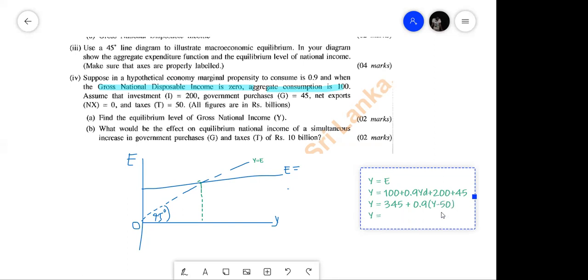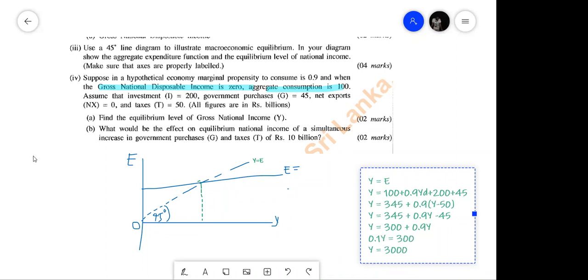Okay, so then y is equal to 345 plus 0.9 into y is 0.9y, right? 0.9 into this thing is minus 45. Can you see when it nicely goes? It feels very satisfying when it becomes a 300, a nice number. Okay, 0.9y. So 0.1y is equal to 300. Y is equal to 3,000. Now, that's your final answer for 2 marks.